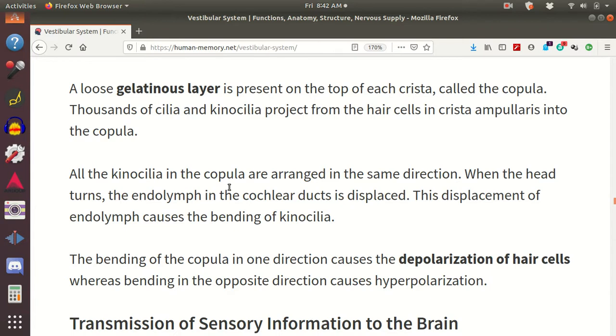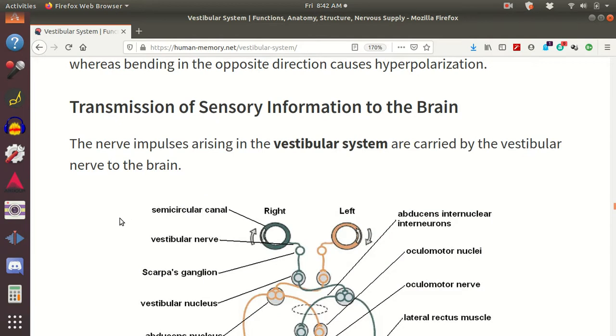So all the kinocilia in the cupula are arranged in the same direction. When the head turns, the endolymph in the semicircular ducts is displaced. This displacement of endolymph causes a bending of kinocilia. The bending of the cupula in one direction causes depolarization of hair cells, whereas bending in the opposite direction causes hyperpolarization. Transmission of sensory information to the brain.